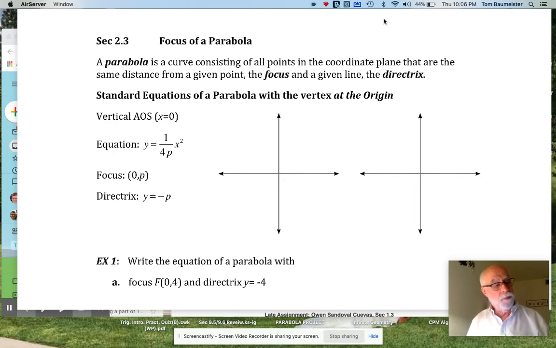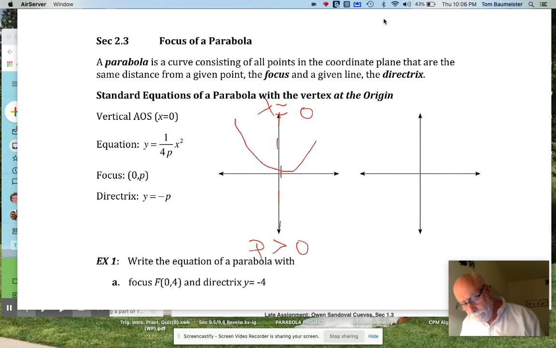All right, so let's see how good I can do this. Our axis of symmetry would be here, and that is our x equals 0. I will try to do it better if I can figure out why my pencil's not working. But again, our parabola, when p is greater than 0, will open upwards. Boy, I cannot do this very well.